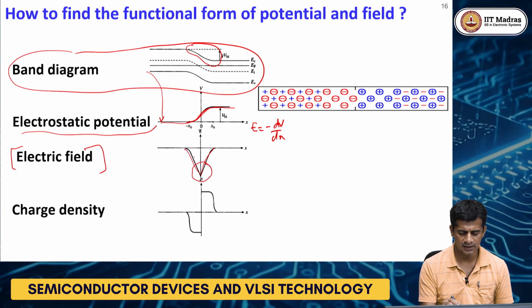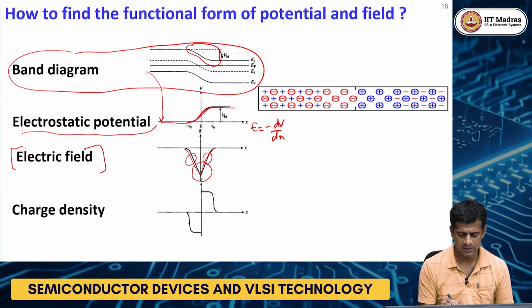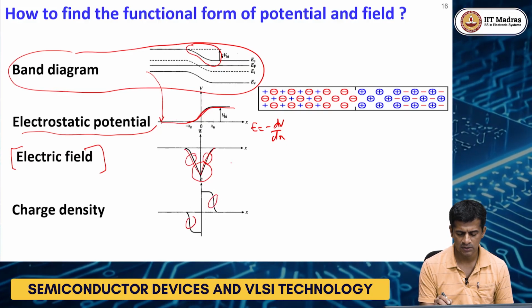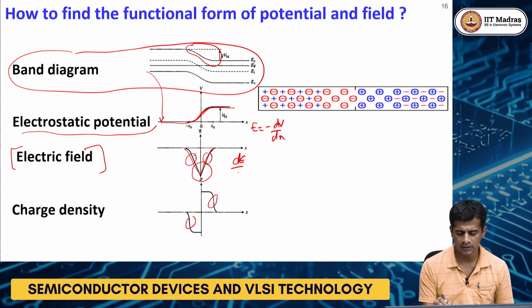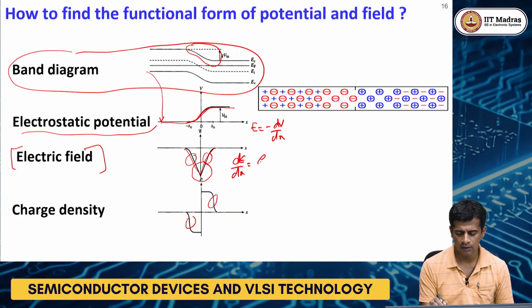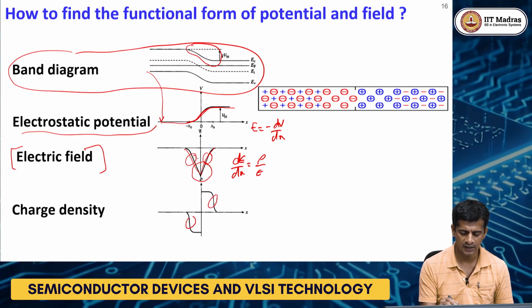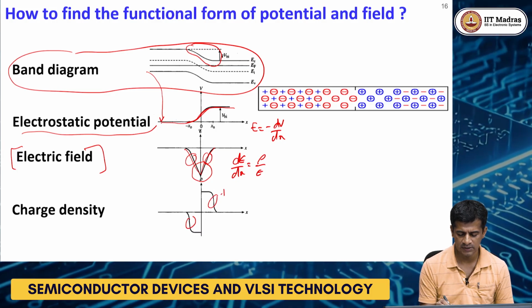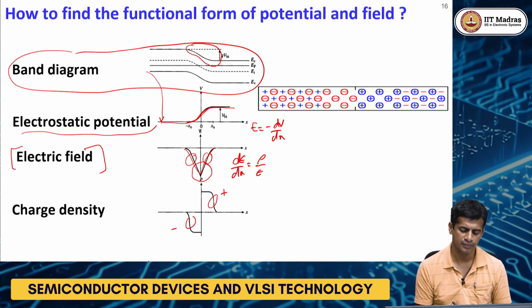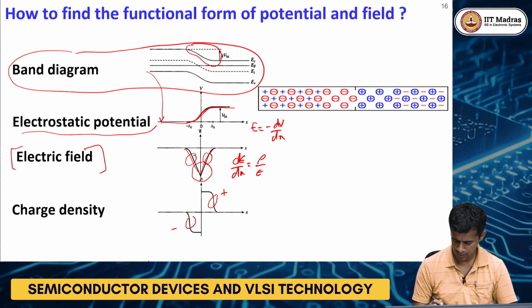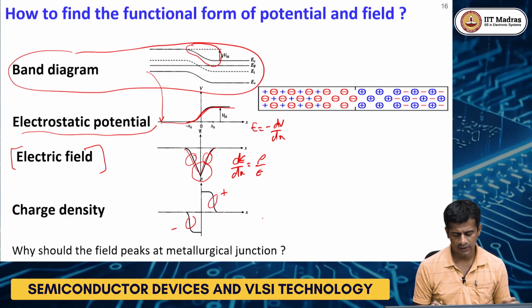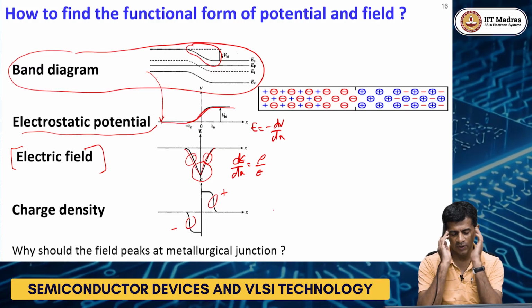And if the slopes are different, that means the charge density should also be different, because dE by dx equals rho by epsilon. That means here the electric field has a negative slope, and here I have a positive slope. That means this charge is positive, this charge is negative. That is looking at the plot.